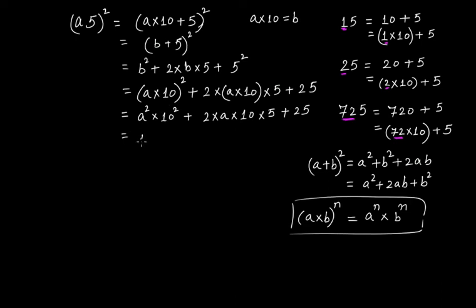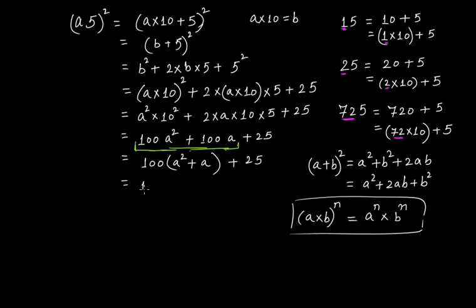From here you get 100a squared, because this 10 squared becomes 100. So this is a squared times 100, meaning 100a squared, using the commutativity of multiplication. Plus this becomes 2 times 10 is 20, times 5 is 100, so 100a plus 25. From here, if you take out 100a common, let me break them so that you don't get confused. So this is 100a squared plus 100a. 100 is common, so this becomes 100 times (a squared plus a), plus 25.